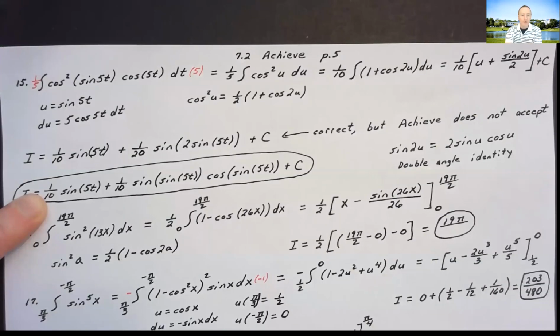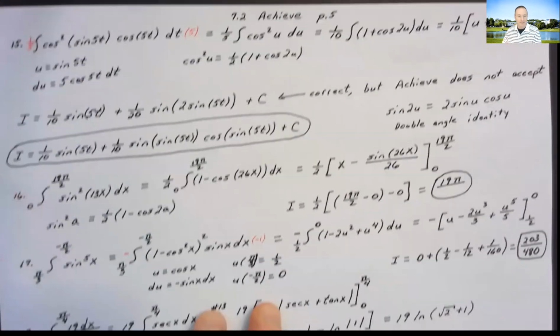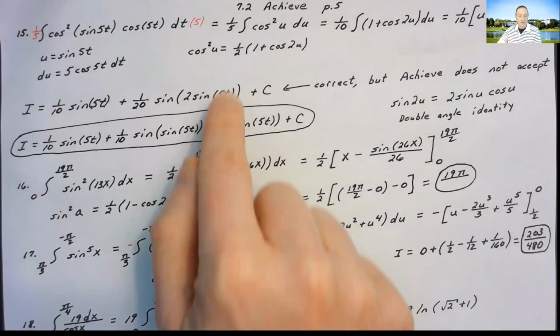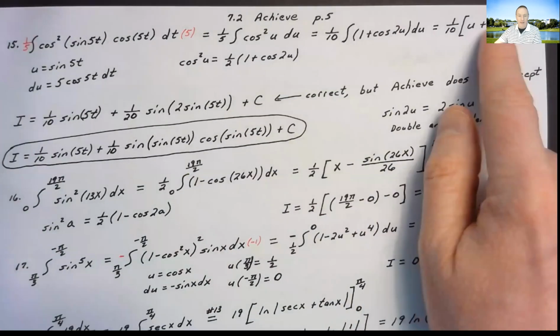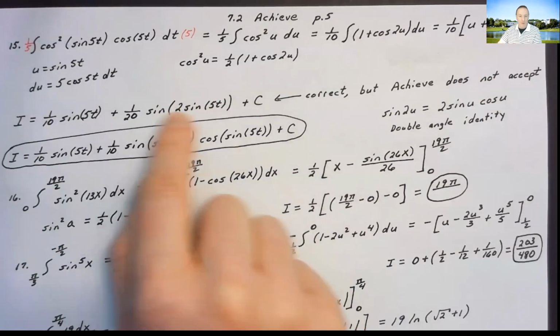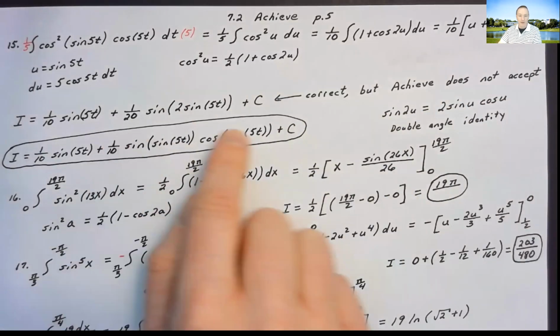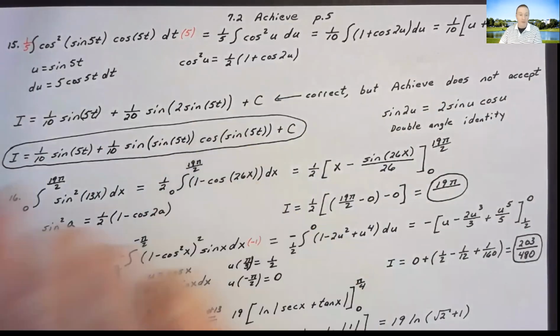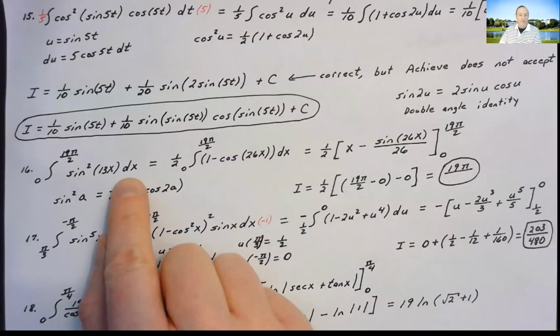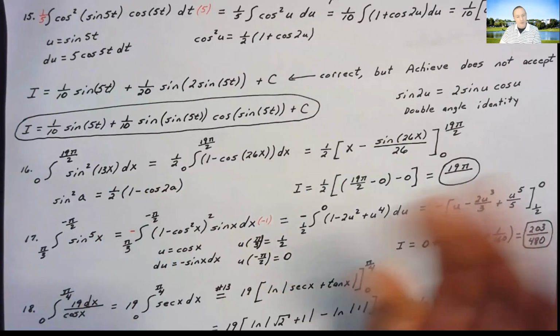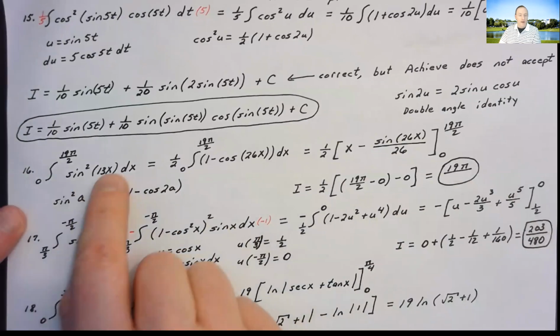Whenever we go to look at our next problem here, number 16. So keep in mind here, this answer using the sine of 2u and plugging that in, that will work. Or if you use the double angle identity to simplify it further, that'll work too. So either one. Next problem, short problem. Don't you hate short problems?